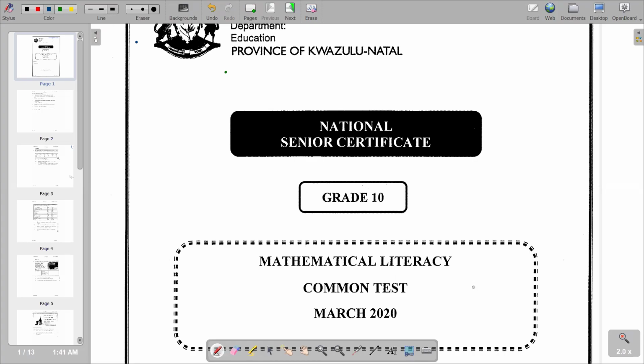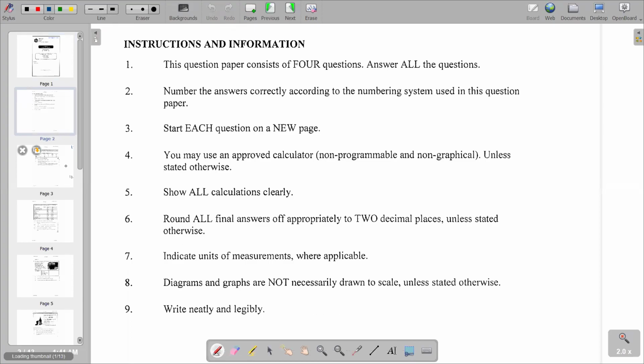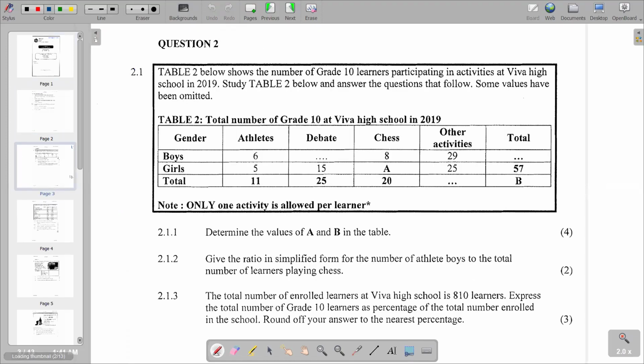Today we want to look at a common test of March 2020, from the province of KwaZulu-Natal. Going to our instructions, we only concern ourselves with instruction 6, which is to round off final answers to 2 decimal places unless stated otherwise. We are only going to look at question 2 on the question paper.